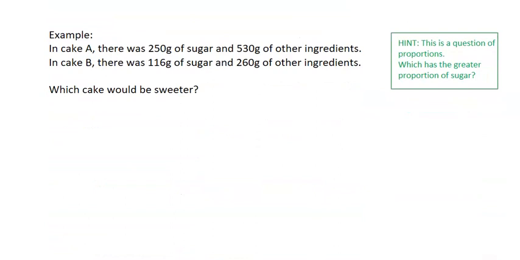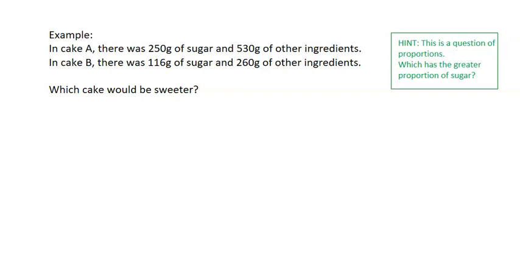So we've got cake A and cake B. There's 250 grams of sugar and 530 grams of other ingredients in one cake, and 116 grams of sugar and 260 grams of other ingredients in cake B. Which cake is sweeter? Now, have a look at the hint over on the right. This is a question of proportions. So which has the greater proportion of sugar?